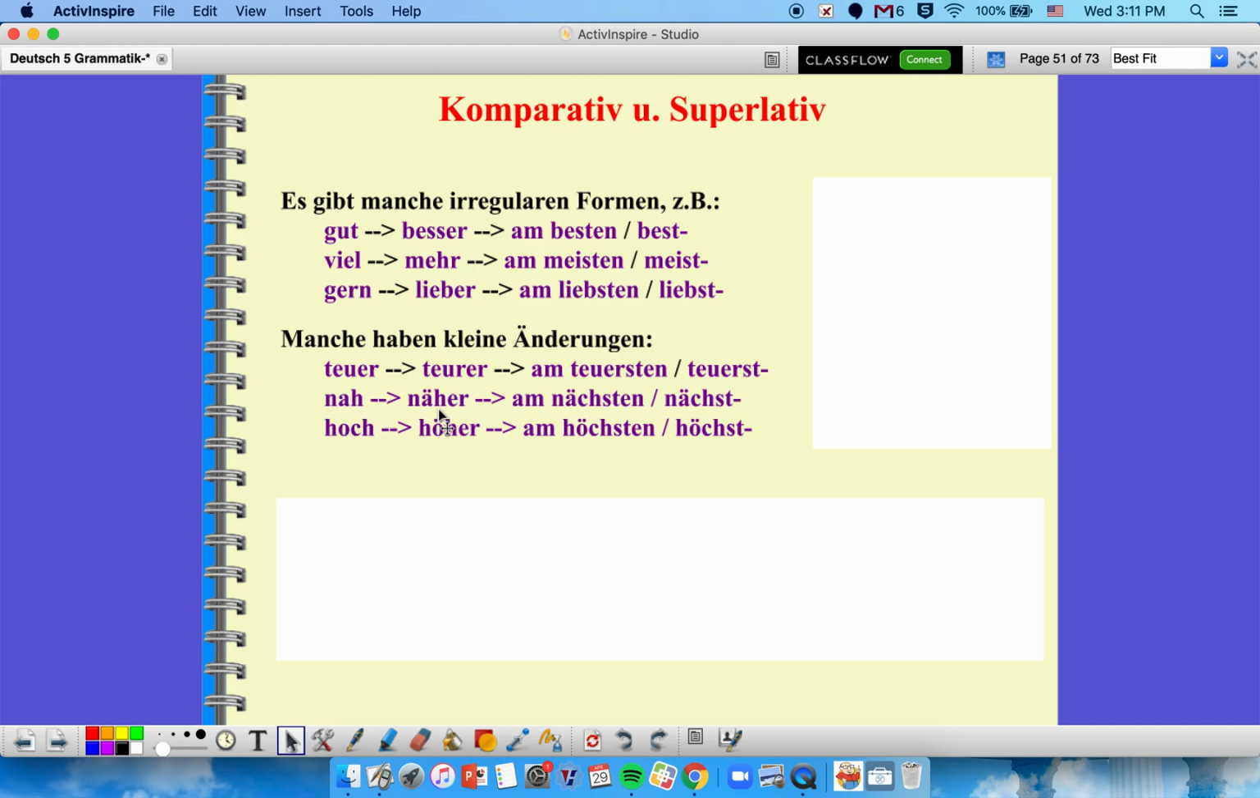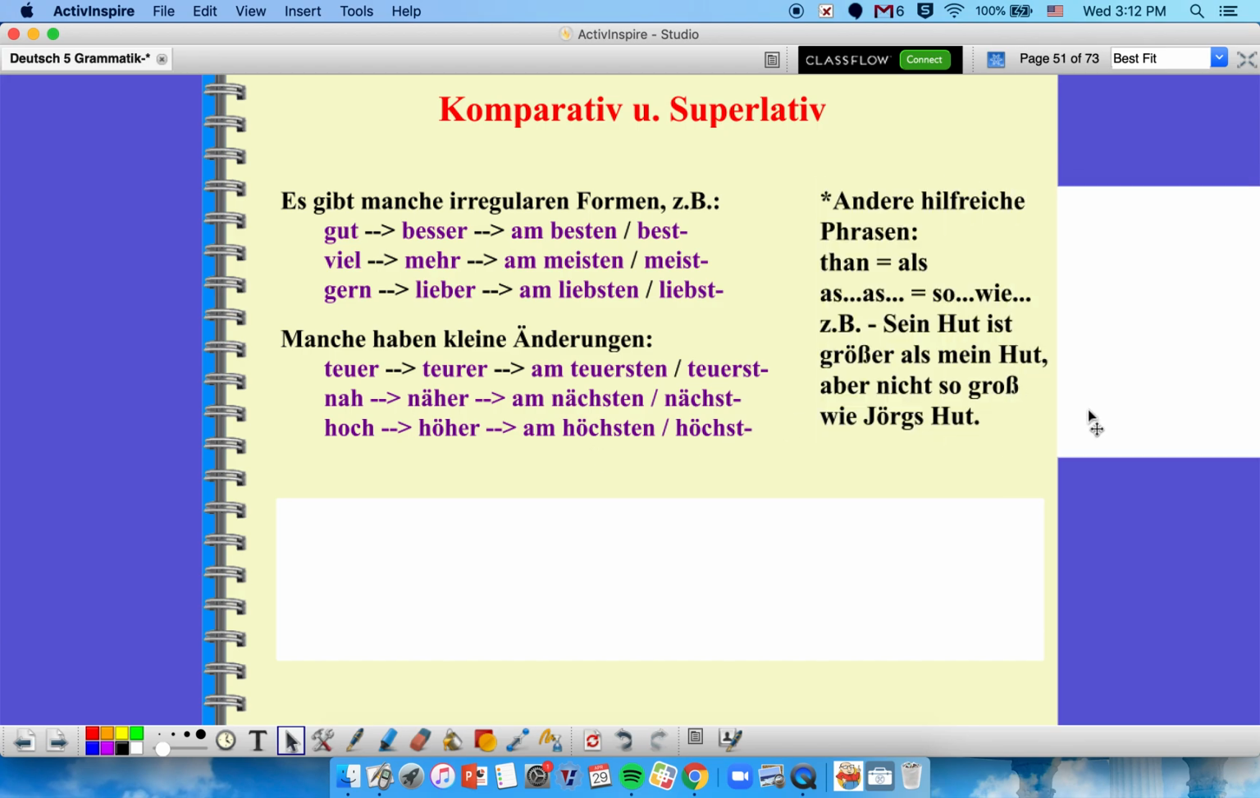Nah for near becomes näher for nearer, and am nächsten for the nearest. And the interesting thing about that word is that am nächsten has two meanings. It also means the next. So the nearest and the next actually kind of are the same thing. Hoch for high becomes höher, and then am höchsten.